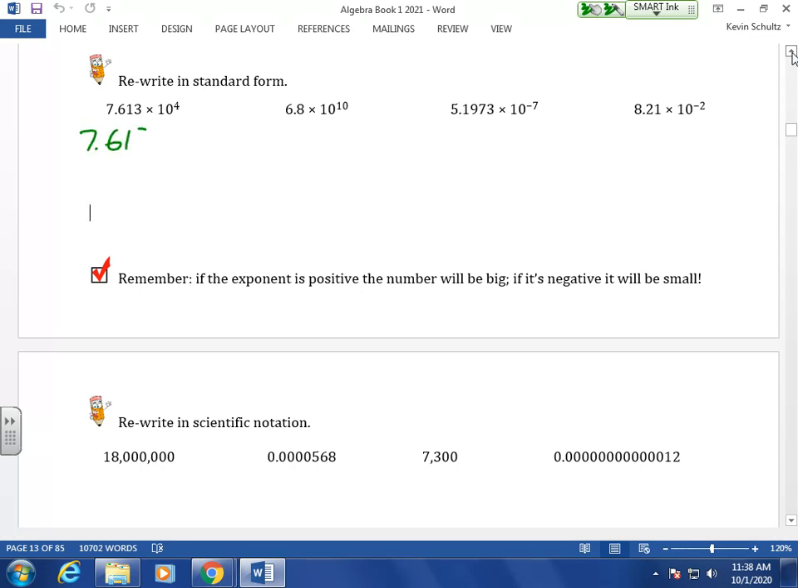Which direction am I going to be moving this decimal point to get back to the original number? Are we going to be multiplying by 10 four times or dividing by 10 four times? Multiplying. That positive power tells me this number is going to be big. Multiply by 10 once, twice, 3 times, 4 times. That extra hop gets filled in with a 0. And so our original number was 76,130. All right?